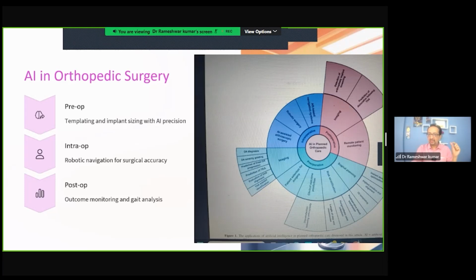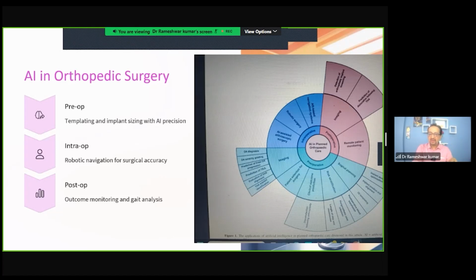Pre-operatively, it also helps strategize what surgery to be done and how to be done. It also helps in clinical outcome predictions, and in risk identification, which patients are at risk. It also helps in surgical planning, which implant and which size of implant should be used. AI-based templating can be done.